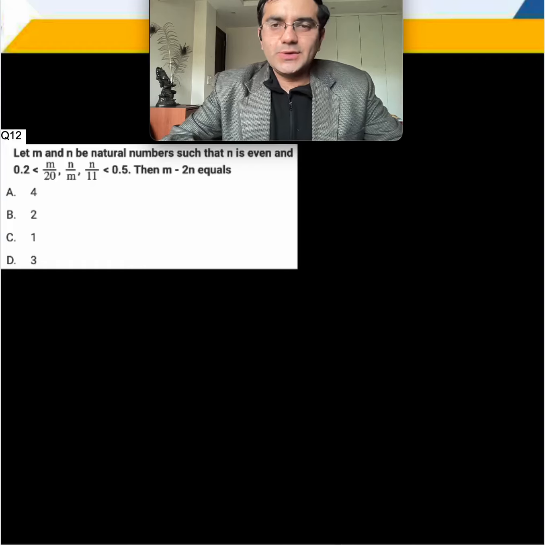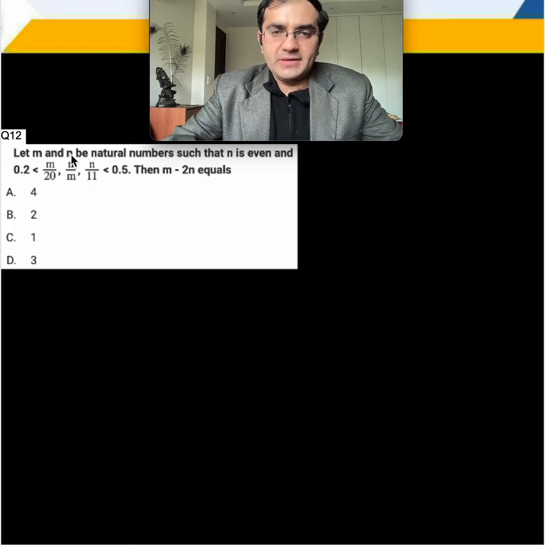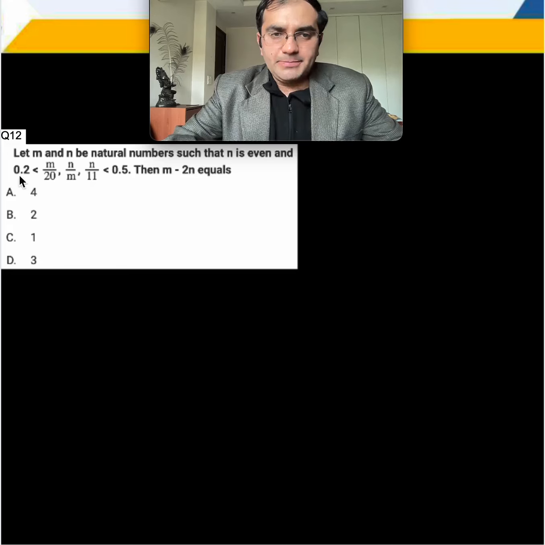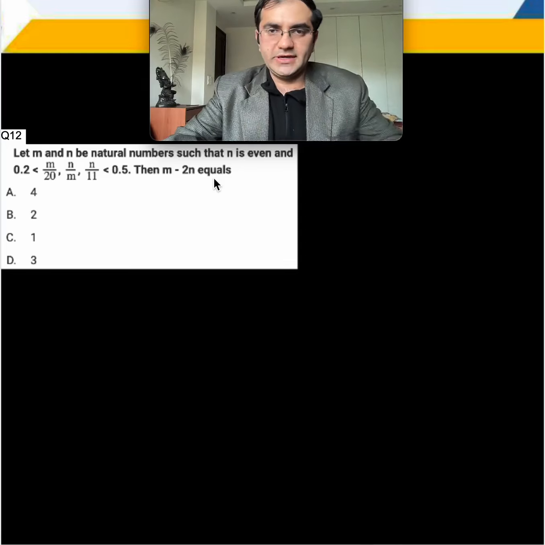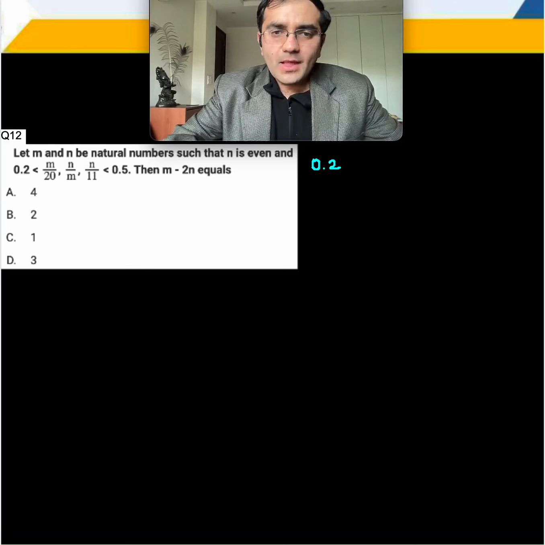This is one of the excellent and tough questions from the CAT exam. You have m and n are natural numbers, n is even, and between 0.2 and 0.5 you have a bunch of different fractions. Find the value of m minus 2n. M minus 2n equals. So I have to get one answer, right? Not a range of values. So let me take one at a time. Between 0.2 and 0.5, let me start off with n upon 11.